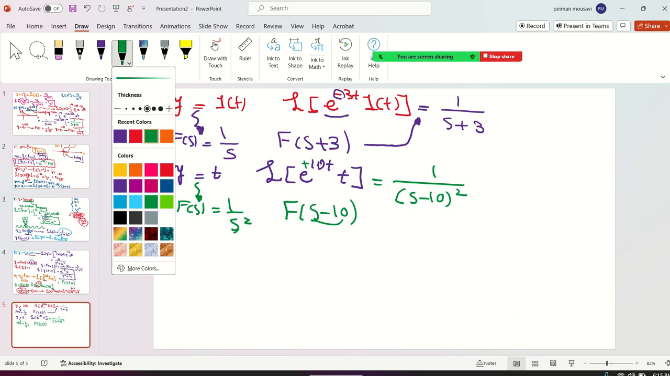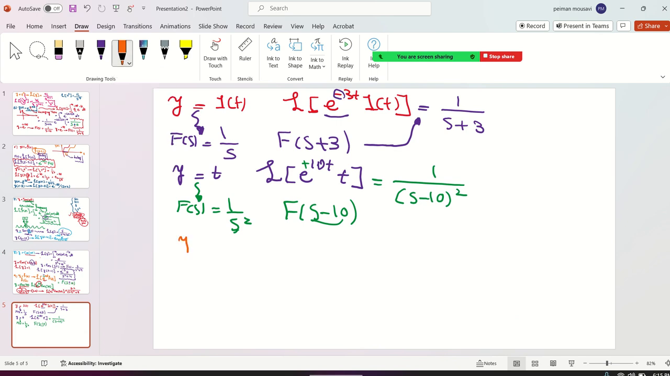And please do it now. I want to make sure that you learn. If y is sine of 2t, what's the Laplace transform of e^(-100t) times sine of 2t? Just 2 minutes, do it.